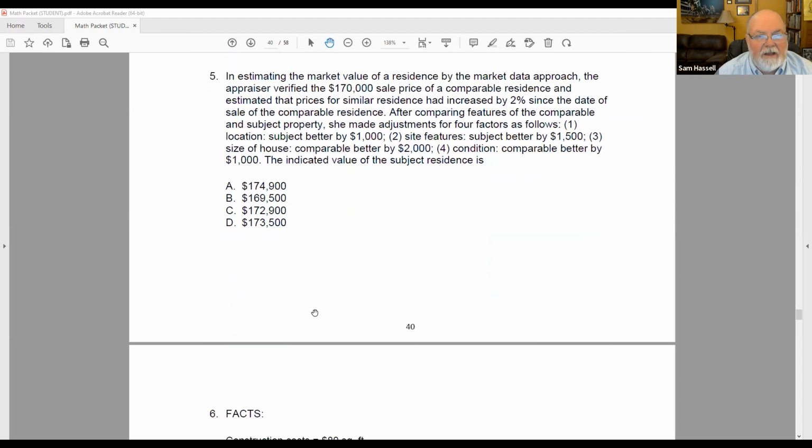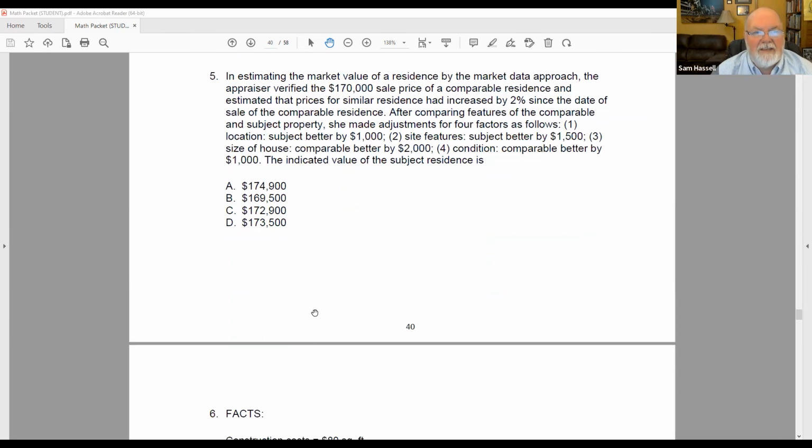Let's move over to the math packet here. We got a couple of questions we want to do, and then we're going to move on. The first one I want to do is in the math packet on page 40, question number 5, because I want to do them pretty much in the order we did them. All right. So question number 5, I'm going to let you do this one.